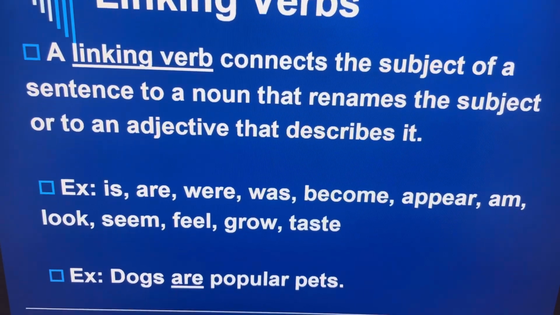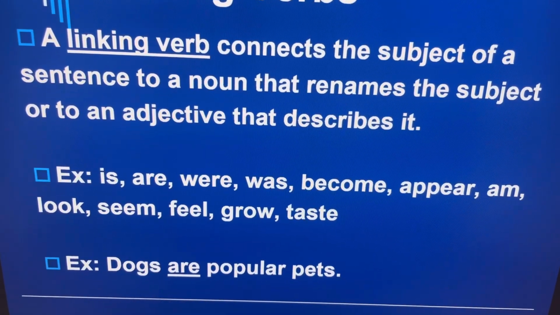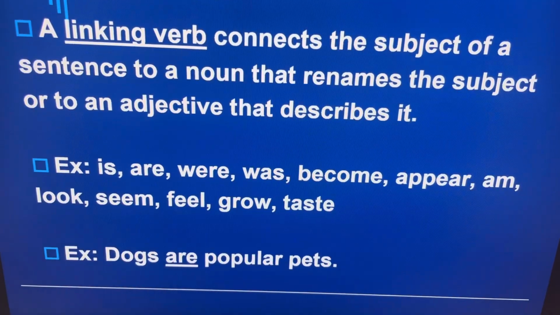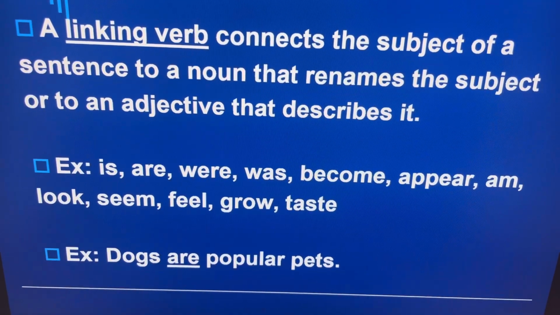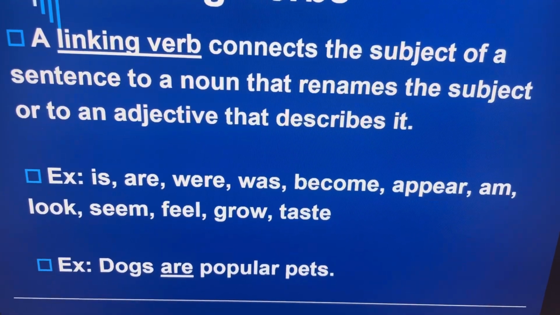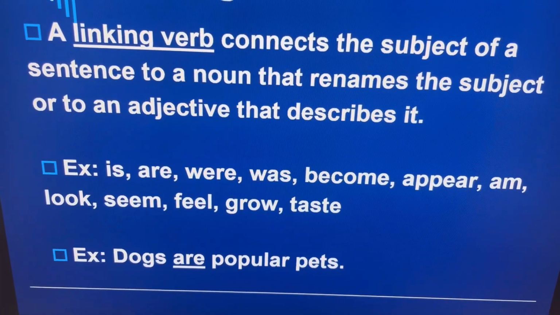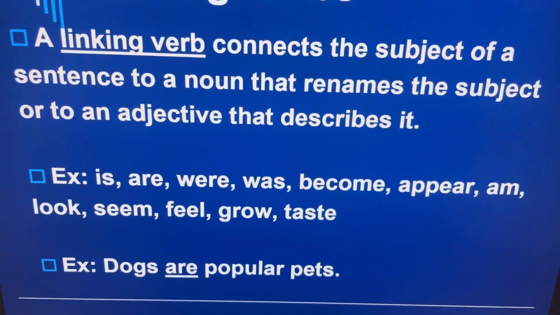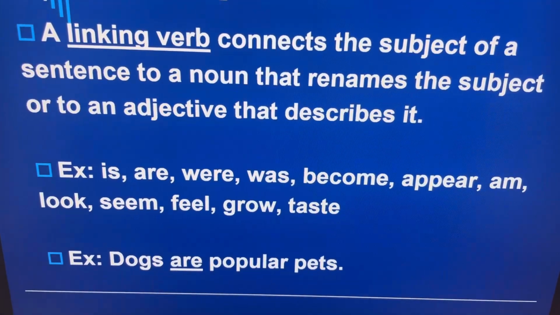तो वर्ड कौन से हैं? एग्जाम्पल: इज, आर, वर, वॉज, बिकम, अपीयर, एम, लुक, सीम, फील, ग्रो, टेस्ट. So all these words show that they link the sentence. Dogs are popular pets. So they connect the sentence, the dogs and the pets, with the word are.